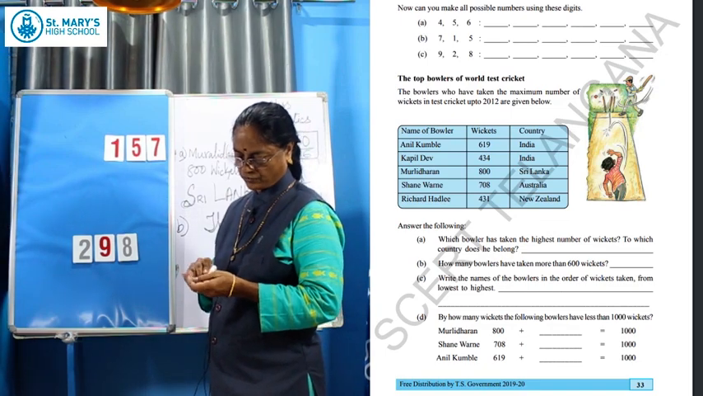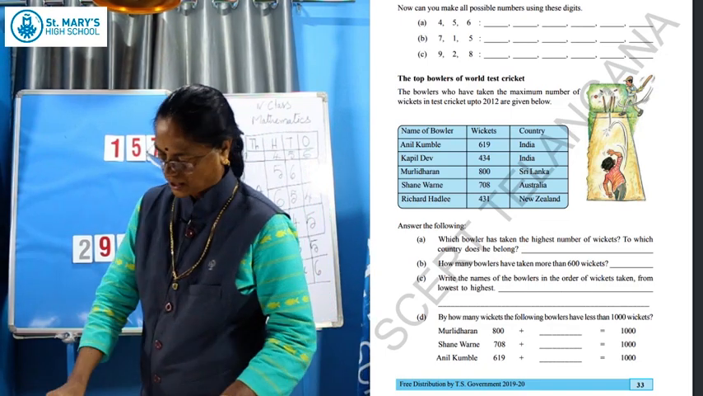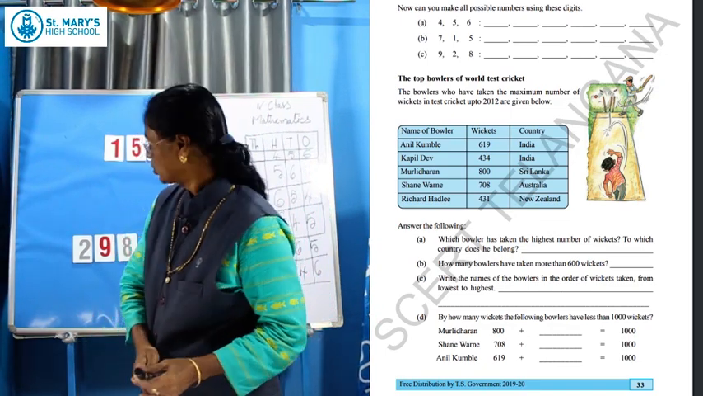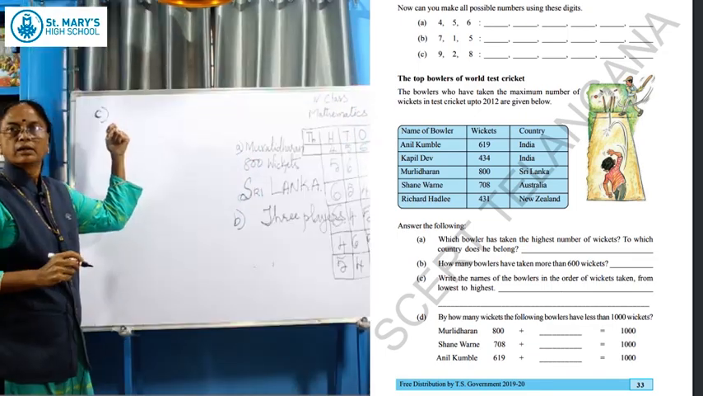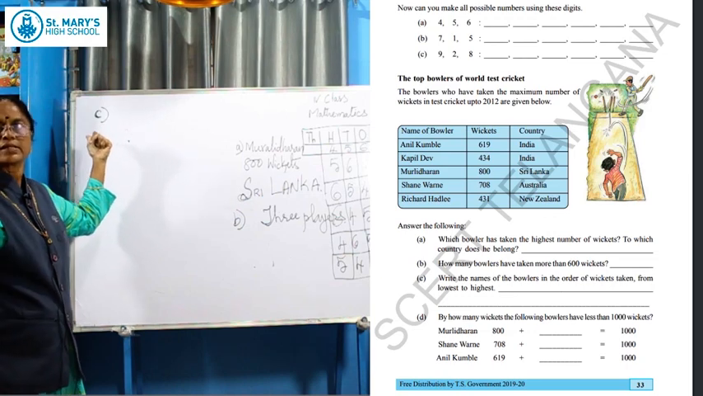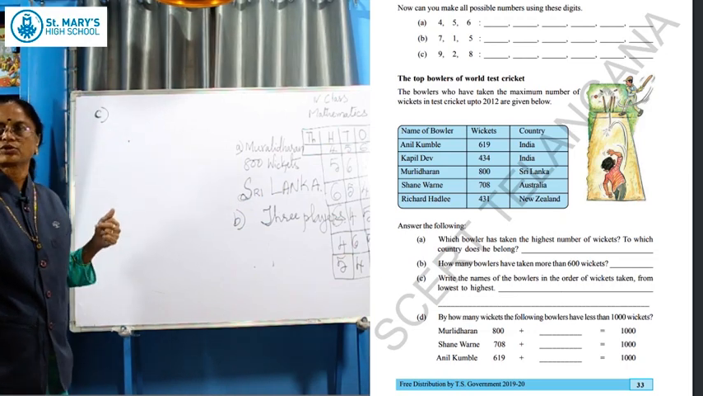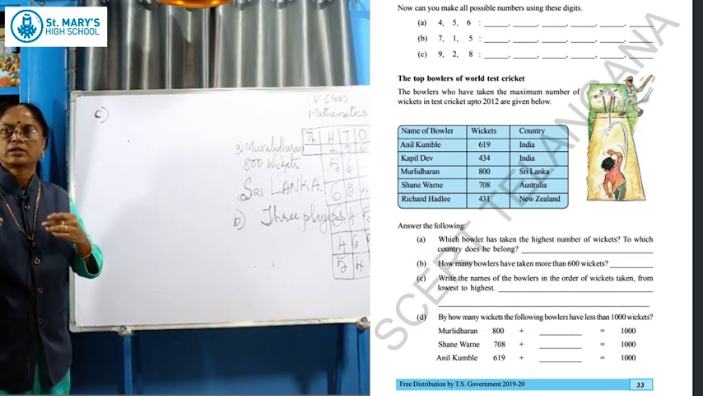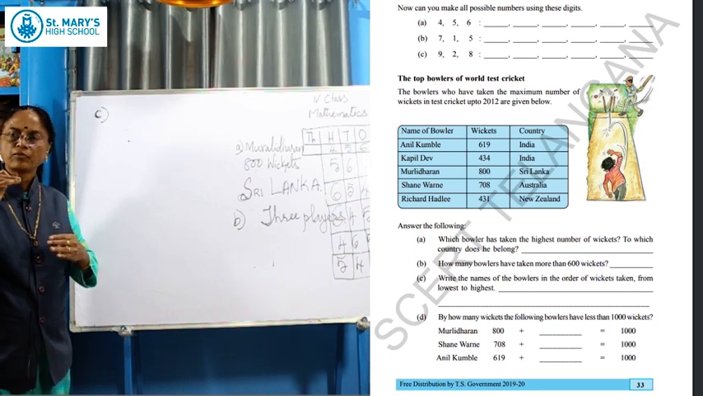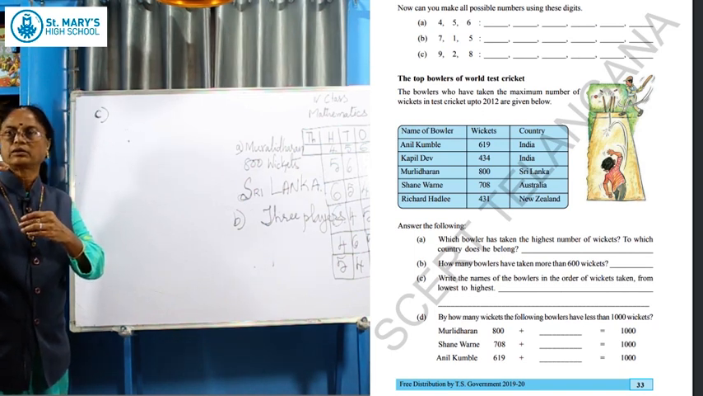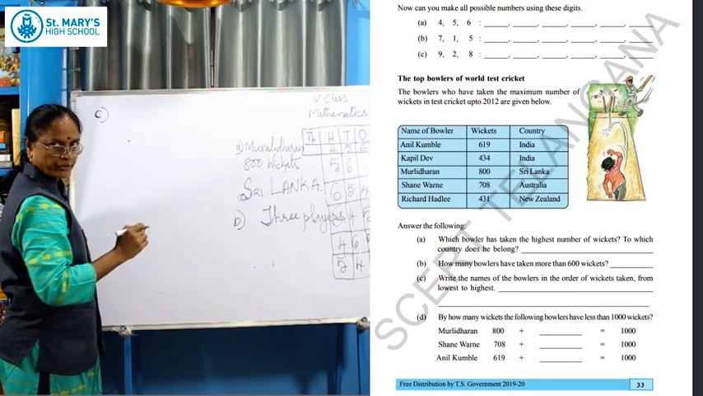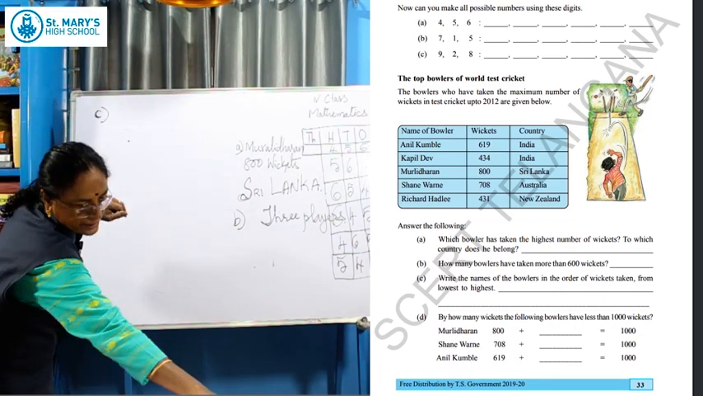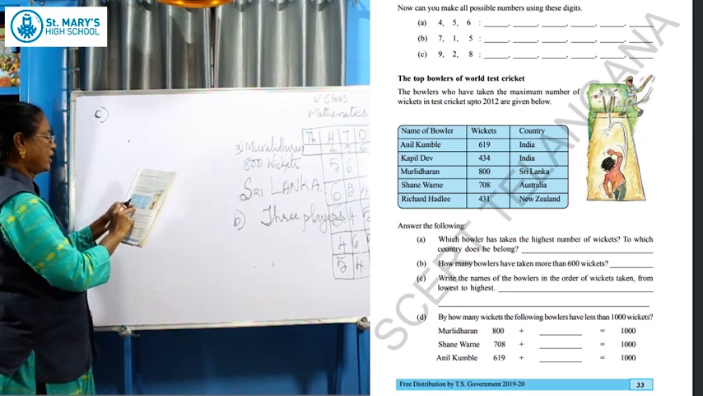Okay, I'll write here C. We are going to answer C. What is the C question? We have to write the wickets from lowest. We have to begin from lowest to highest. How to write from lowest? See there, lowest is which one now?